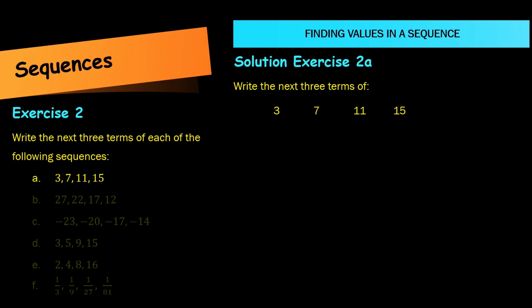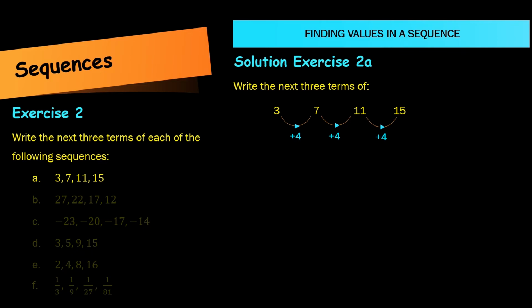The first thing we might consider is what's the difference between each of the values. So what's the jump between 3 and 7? Clearly it's 4. The difference between 11 and 7 is also 4, and the difference between 15 and 11. So we should expect that the next three terms have 4 added on to them each time.